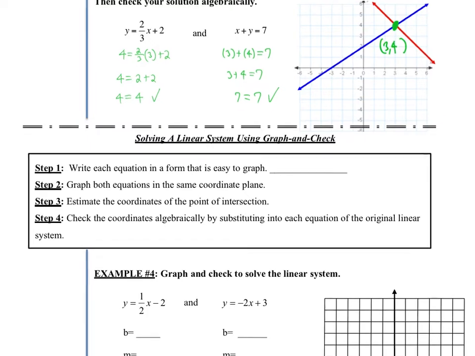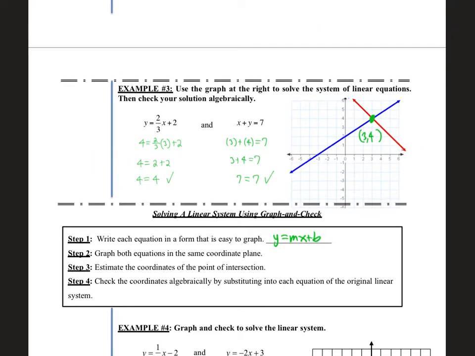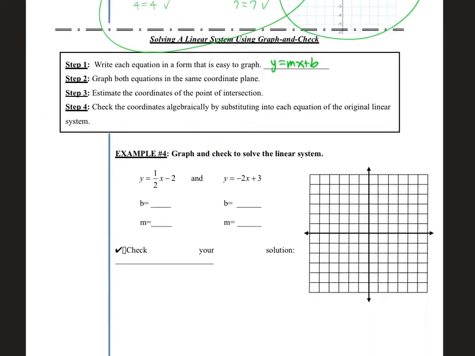Okay. Now, solving a linear system using graph and check. We have 4 steps here. Step 1 is to write each equation in a form that is easy to graph. That's going to be y equals mx plus b. Then it says graph both equations in the same coordinate plane. Estimate the coordinates of the point of intersection, and then check the coordinates algebraically by substituting into each equation of the original system. Basically, we're going to graph them like we did over here, and we're going to check the solution like we did over here. It's nothing too crazy.